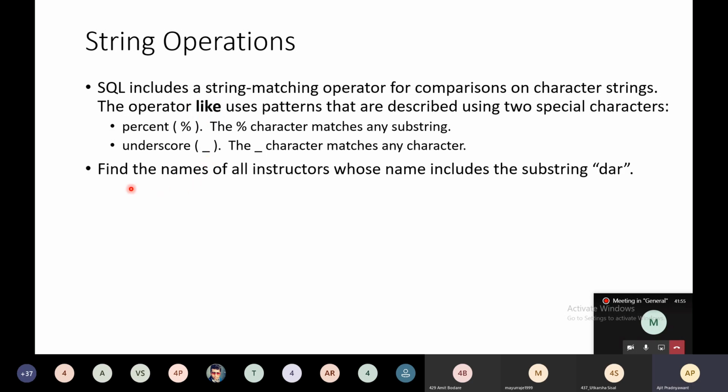For example, find the name of instructors whose name includes the substring DAR. Suppose you need to retrieve the names of all the instructors whose name includes the substring DAR.